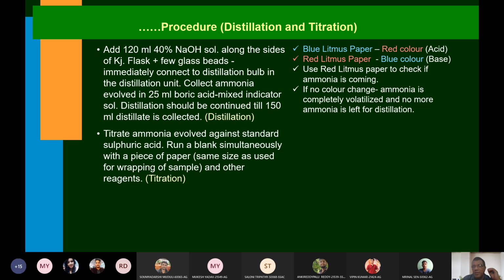This should not be exposed, because ammonia will immediately start coming out. You need to put something onto it so that ammonia does not go out. Just as you have put in sodium hydroxide, immediately connect it to the distillation assembly so that no ammonia escapes. Add the sodium hydroxide solution along the sides of the jar.